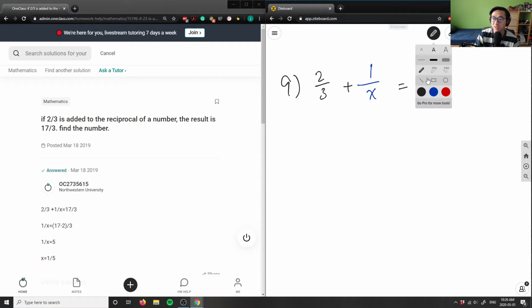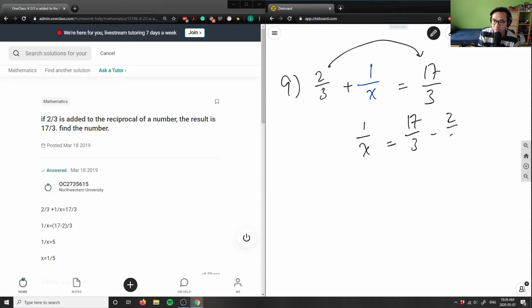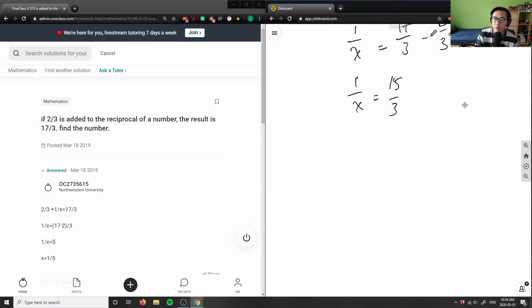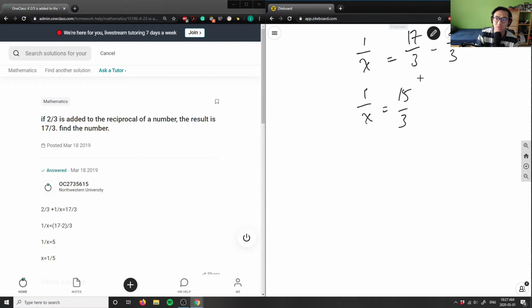And then I'm going to simply just algebraically solve this problem here, right? I have 2/3 plus 1 over x equals 17/3. I can move this 2/3 to this side here and subtract both sides by 2/3. So I have 1 over x equals 17/3 minus 2/3. They have the same denominator, so I can just simply subtract the numerators. I'm going to have 15/3. And then I know that 15/3 is actually just 5 here, right? So I have 1 over x equals 5 here.